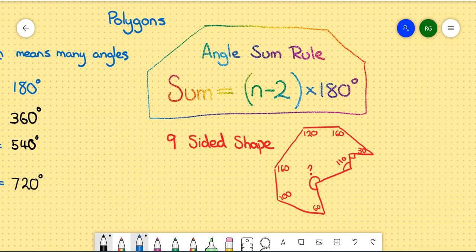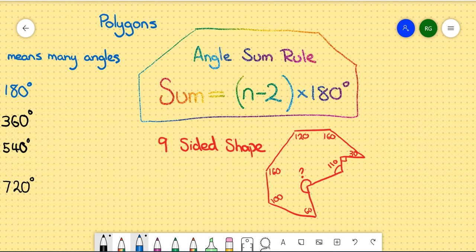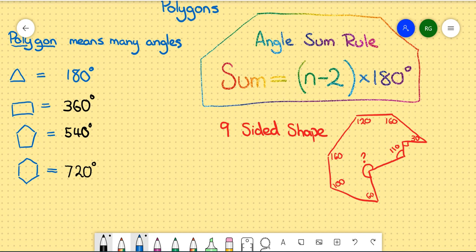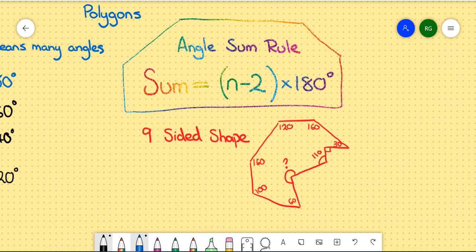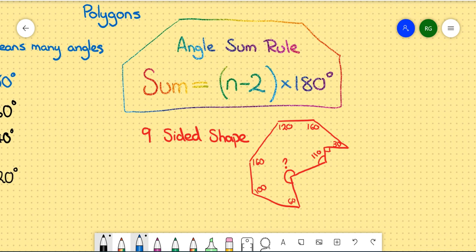Now, this is what I would love for you to write down, this bit in the sort of multicolored section. Write this down somewhere that is really clear and easy for you to find later. So this is the angle sum rule. Now, the ones that we just looked at on the left, they're kind of easy. You can remember them. But imagine you got a nine-sided shape like this weird looking red shape down in the bottom right. We need to work out what this unknown angle is.